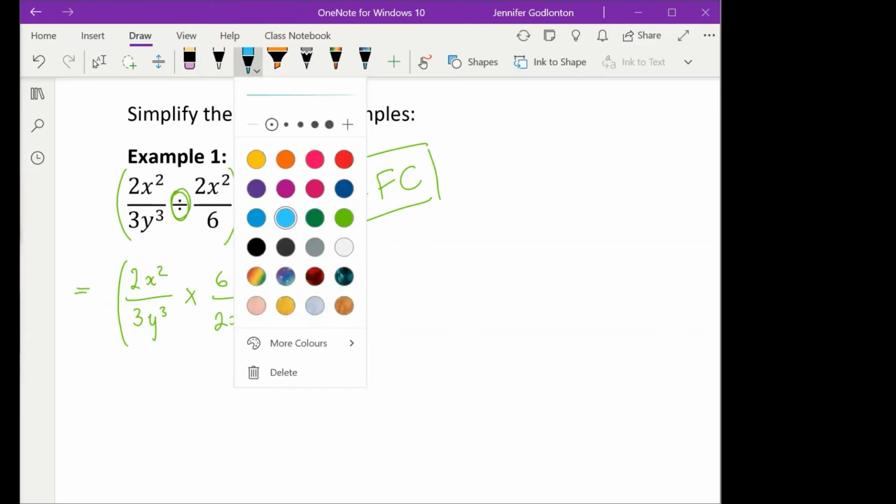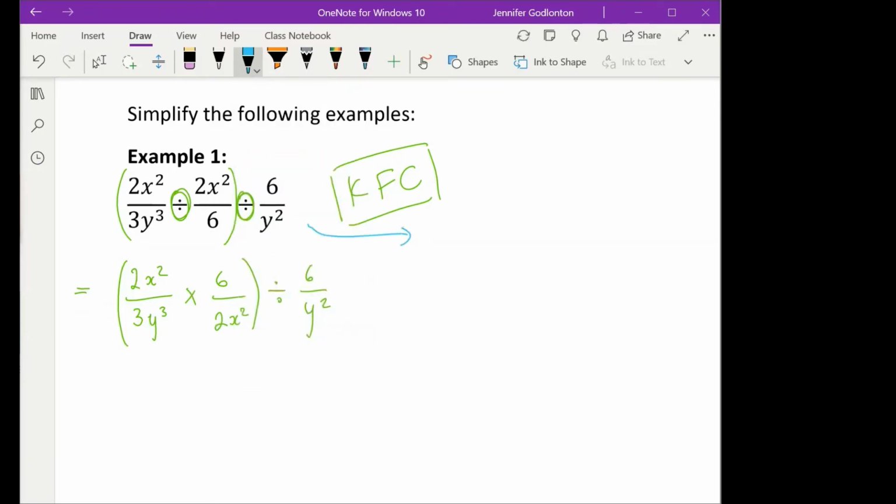For those of you who haven't put your brackets in and you did this all in one step, you would say that we've got 2x squared over 3y cubed times, flip that fraction, 6 over 2x squared, times, flip the second fraction, y squared over 6. Okay, so depending on where you were at, yours would look like that. Now, in the first situation, you would first work out what's inside those brackets, simplify that down to one fraction, and then we'll look at the second divide.